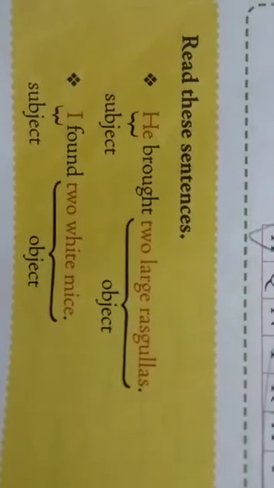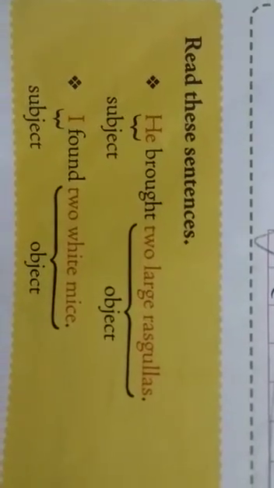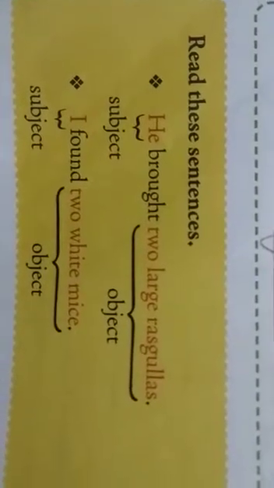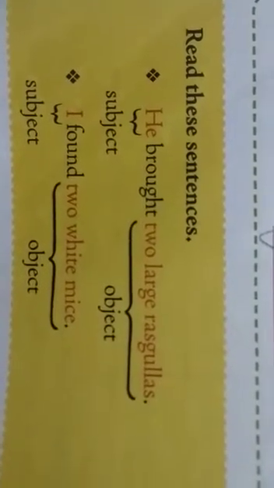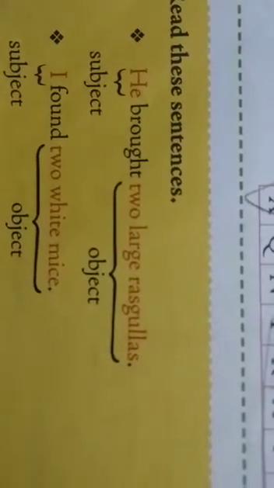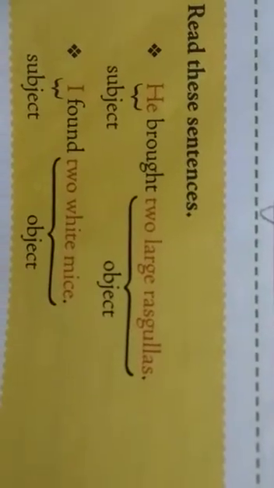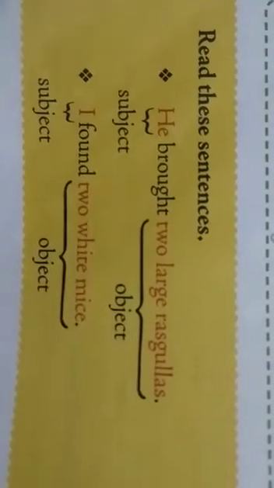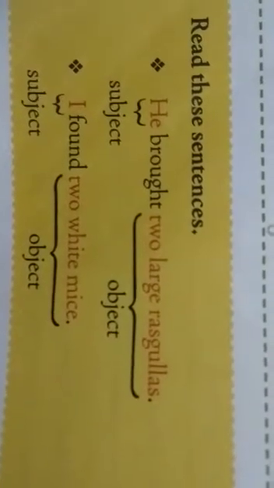Next. In the second sentence, I found. Past tense of find is found. So the subject is coming before the verb. Whereas the object, if we are talking about, the object comes next to the verb. For example, here he bought 2 large rasgullas. I found 2 white mice. Immediately after the verb it is followed with an object.